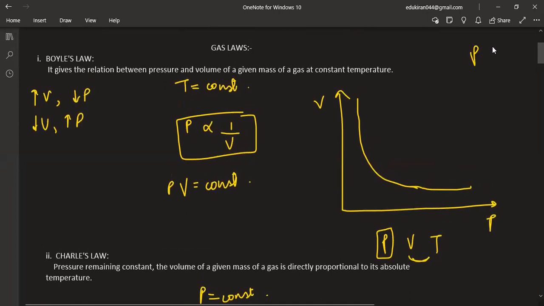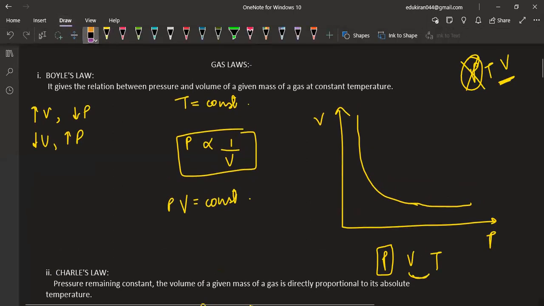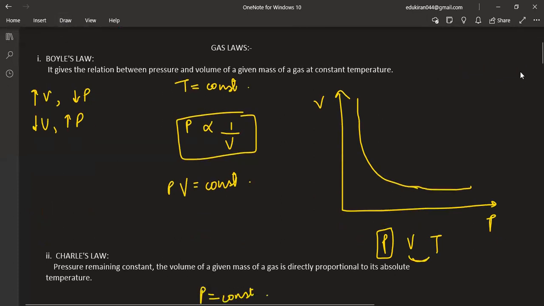Out of all these quantities, P, T, and V, one will remain constant, and the others will have their proportionalities. It can be directly proportional to each other or inversely proportional to each other, this depends. And ultimately you get the ideal gas equation.